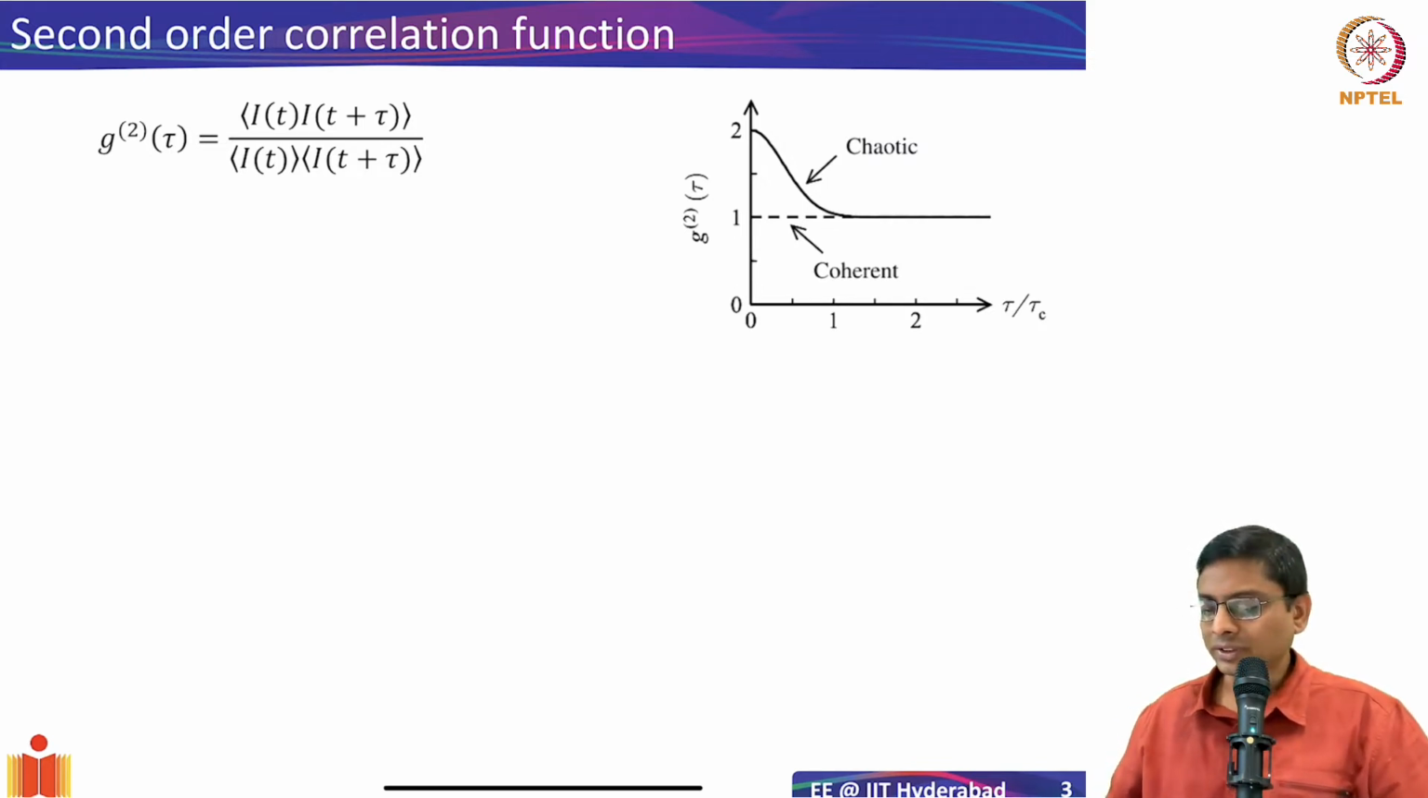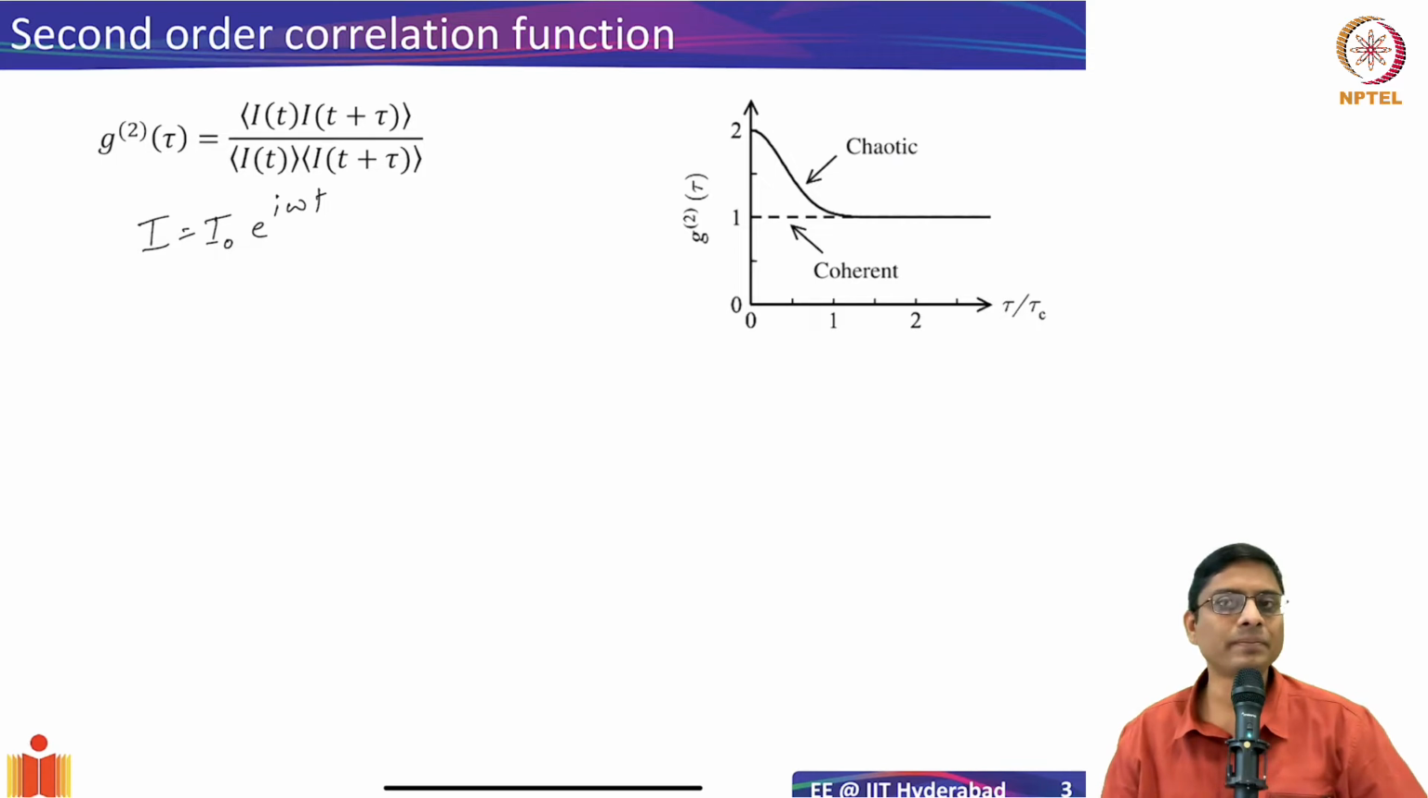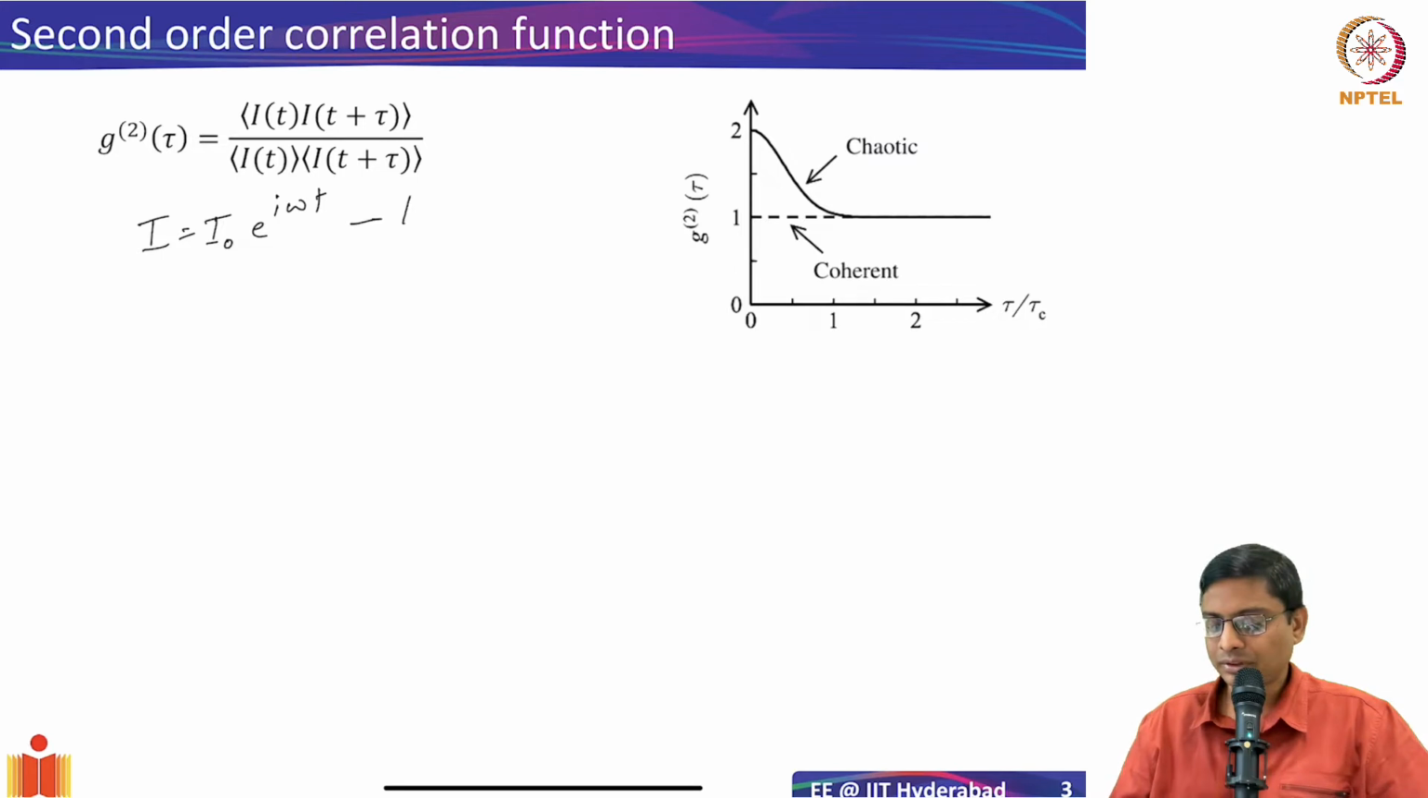Now the question, for some of the students, was not very clear: why does the G2 function go above 1 in the case of chaotic light and not in the case of coherent light? So let's first talk about the coherent situation. What do I mean by coherent light? I mean a light beam with intensity of the form I naught e to the i omega t. It's a particular frequency and it does not have any change in amplitude. The amplitude is fixed or constant, correct?